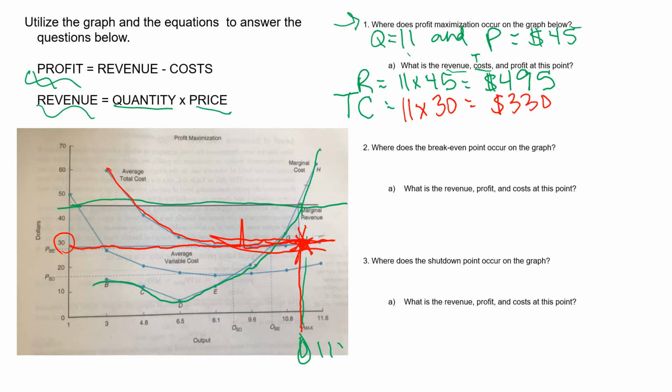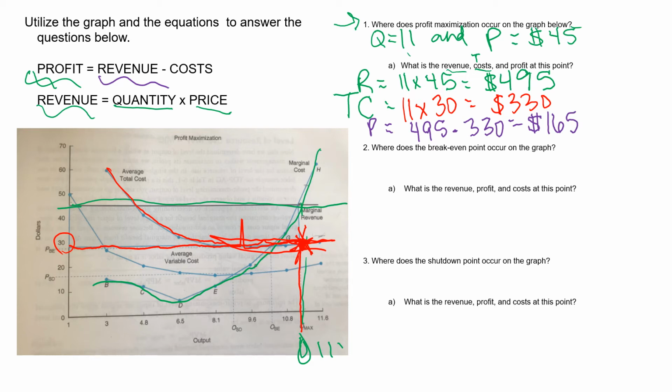And then profit equals revenue minus costs. So our profit equals $495 because that's our revenue, minus our total costs, which is $330. So $495 minus $330 is $165. So that would be our profit at the profit maximizing point.